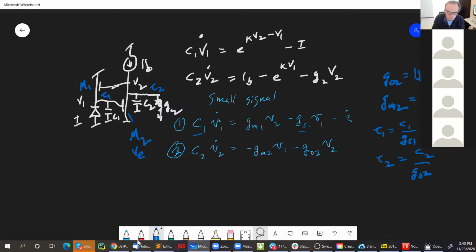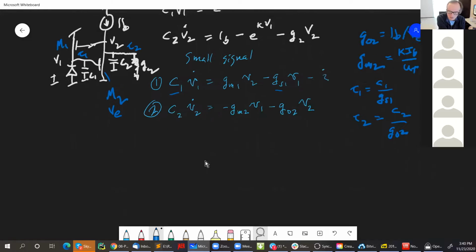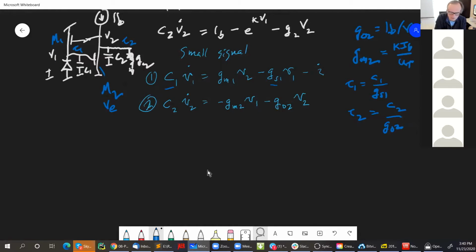Okay, so now if you define those, you can rewrite these equations in a nice way as follows. Let's take 1 and write it like this. 1 will be tau1, and let's put the S in here, times V1. That's replacing d/dt by S.